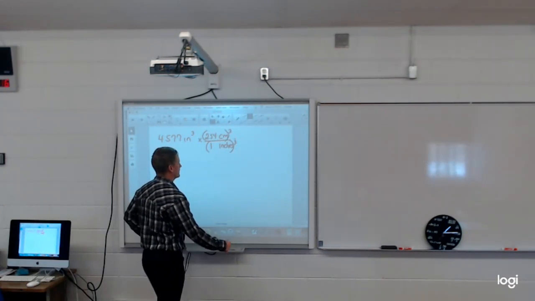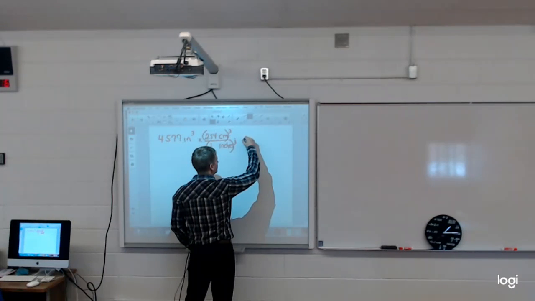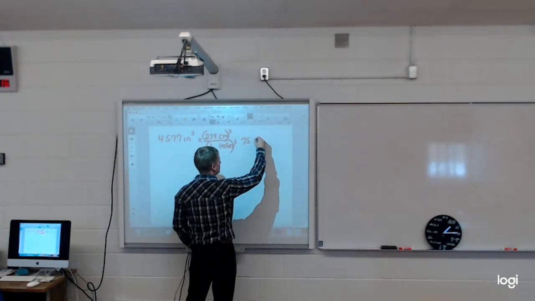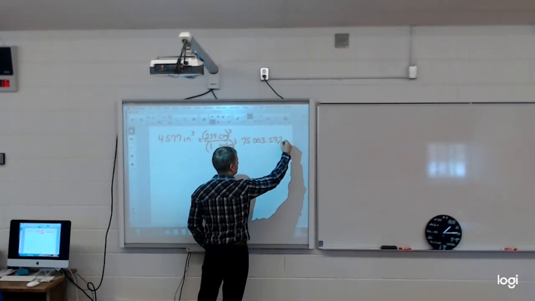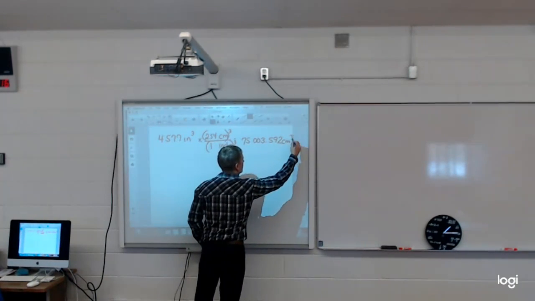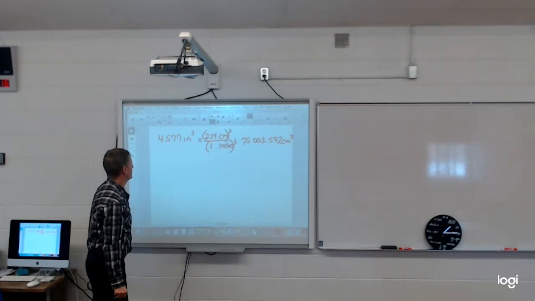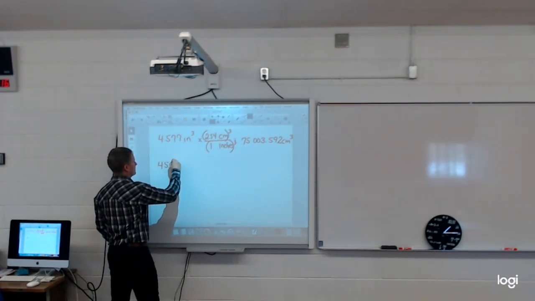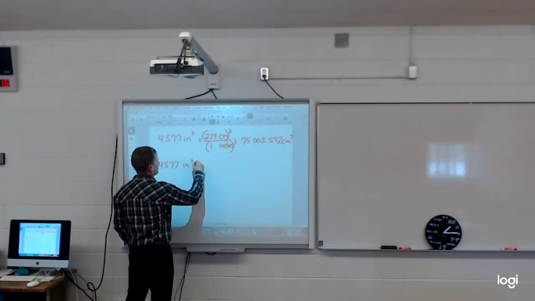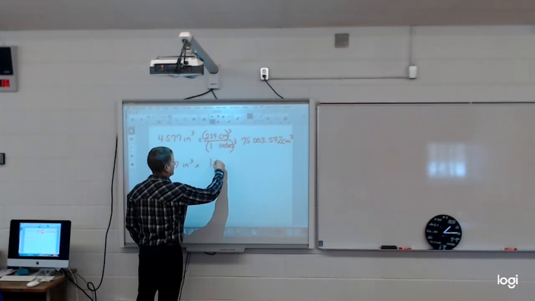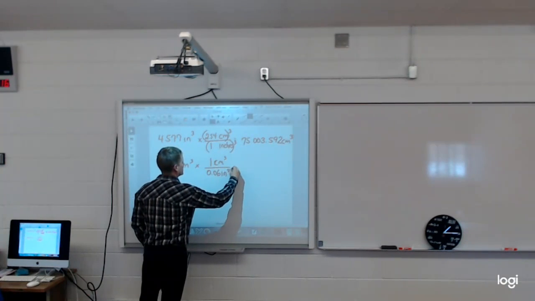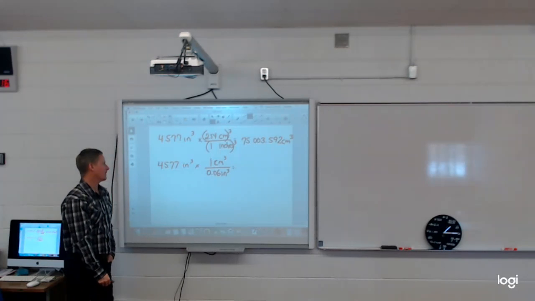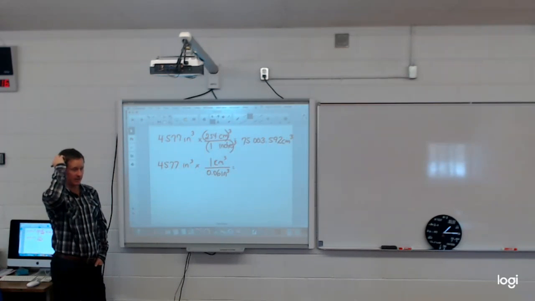75,003.592, I guess. Okay. All right. So that's centimeters cubed. Okay. Next. 1 centimeter cubed is 0.06. Is that what it says on there? Yeah. Inches cubed. So take 4,577 and divide it by 0.06.